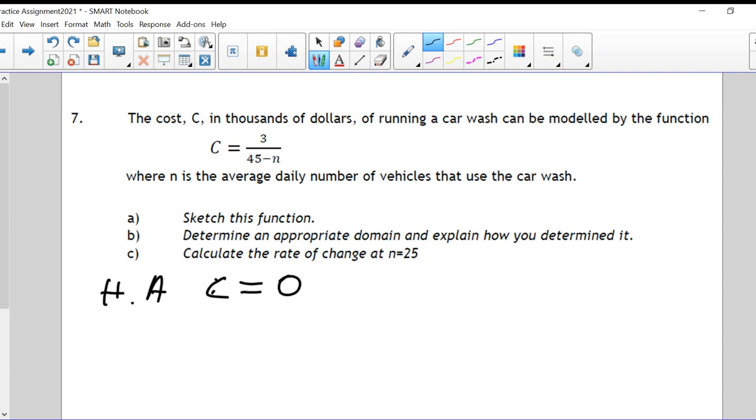That's my horizontal line. All right, so I know it's easier for you to think of it in terms of X and Y, but I'm just going to use what the variables are in this case. So C equals 0. And I see that Jeremiah also is suggesting a VA. And that VA would be my N equals 45 line. Okay? Yes, Jeremy, go ahead.